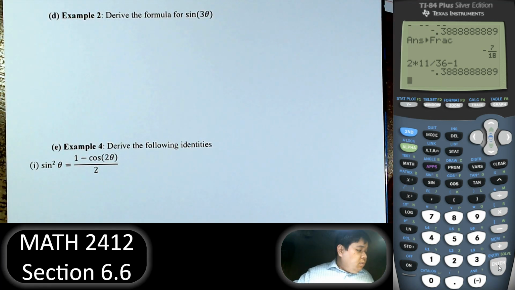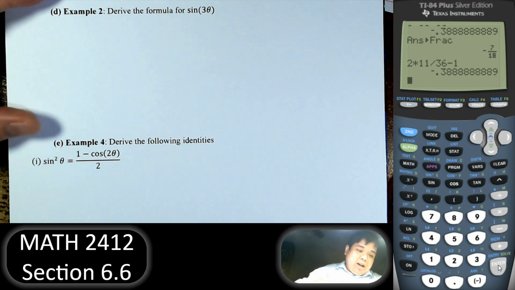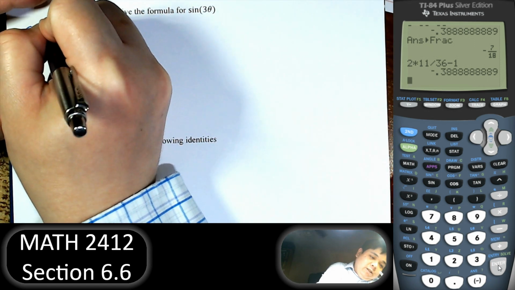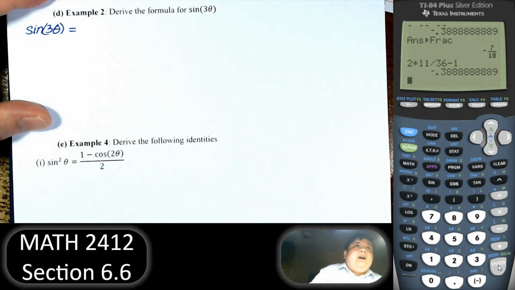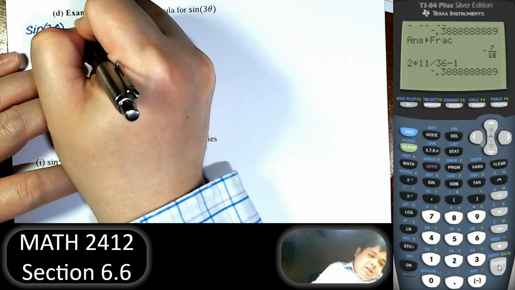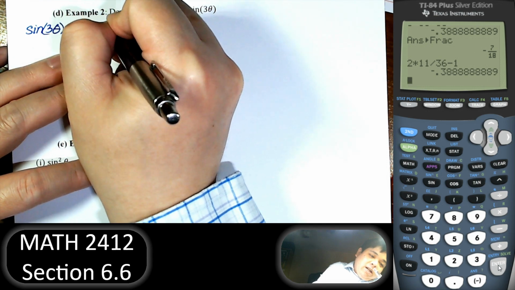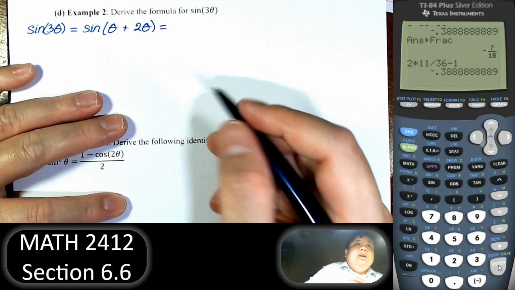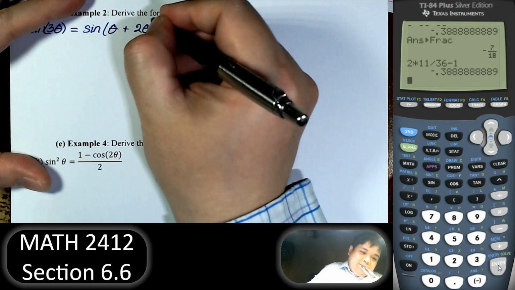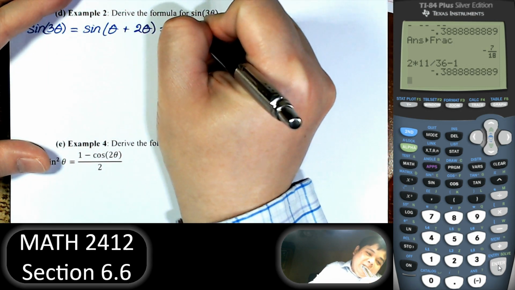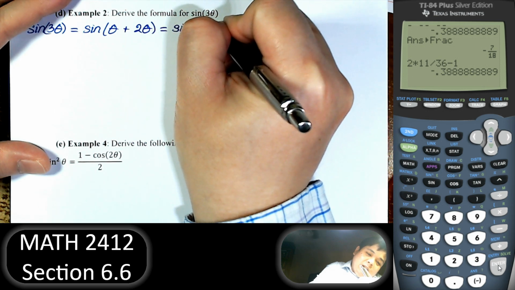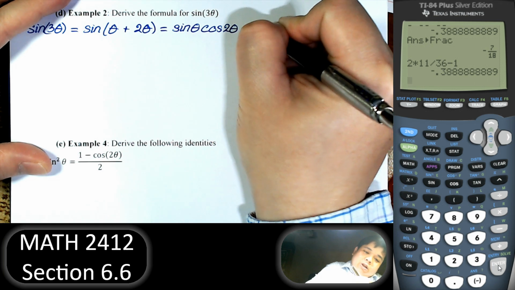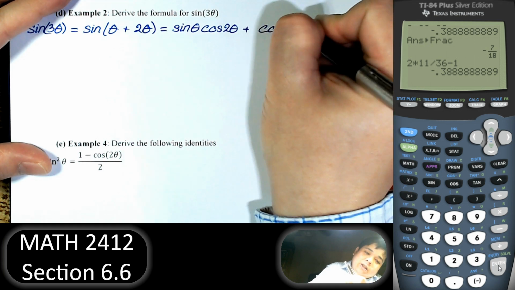Now derive the formula for sine of 3 theta. So sine of 3 theta, we can write that as sine of 1 theta plus 2 theta, and sine of a sum: sine cosine plus cosine sine.